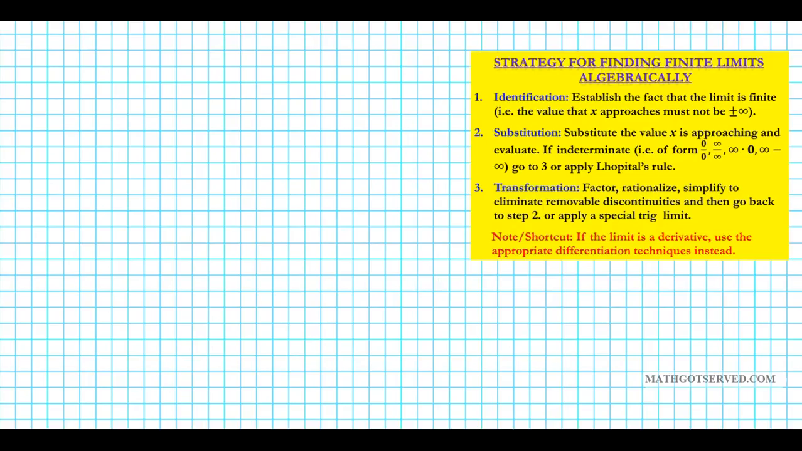All right, let's take a look at problem number 2. Now, what if you were to find the limit as x approaches 2 of 5 over negative x plus 2? So what kind of limit is this? If you look at what x is approaching, this is a finite limit since x is approaching a finite number. So let's advance to step 2, substitute.